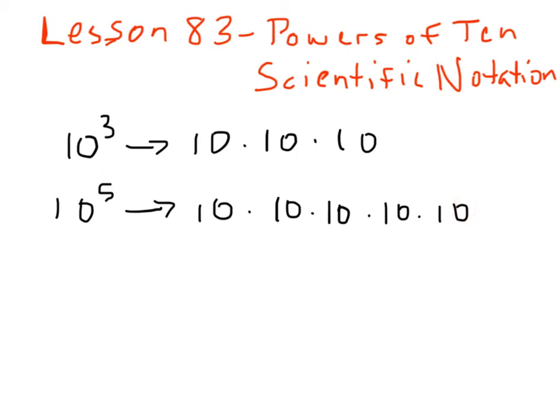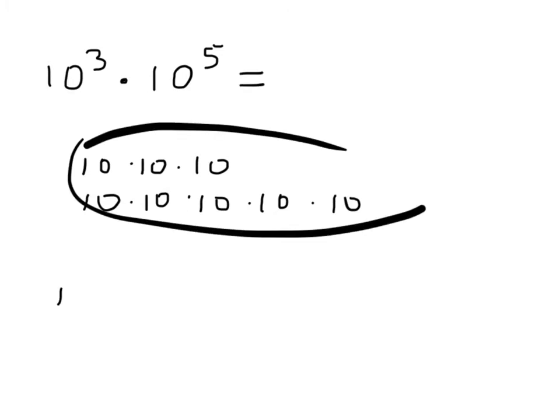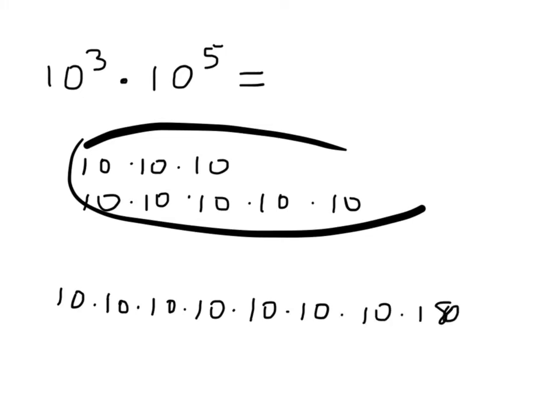Now, let's put those two rules together. Let's say I wanted to multiply these two numbers. So I say 10 to the third times 10 to the fifth. Well, what I'm really doing is putting the 10, 10, and 10, and 10, 10, 10, 10, and the fifth 10 all together. I'm combining those, so I'll have 8 tens right in a row. So I should have 10 to the 8th power.